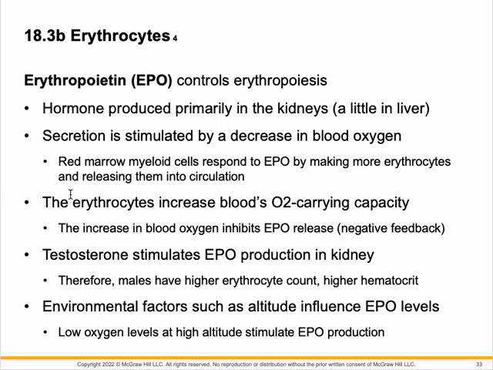So you can see here, erythrocytes increase blood's oxygen carrying capacity. This increases blood oxygen, and the increase in blood oxygen inhibits EPO. So of course this is a negative feedback loop, unlike a positive feedback loop, right? Now other things like testosterone can stimulate EPO production. So this is why we said in one of our previous parts that on average males typically have a higher hematocrit, because they on average have greater levels of testosterone, and testosterone stimulates EPO production in the kidney, right?